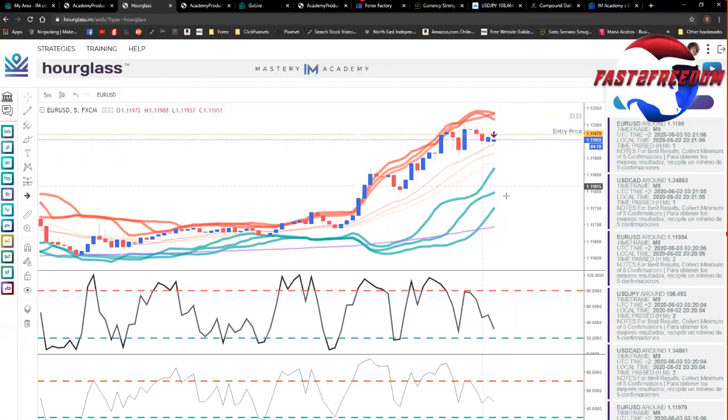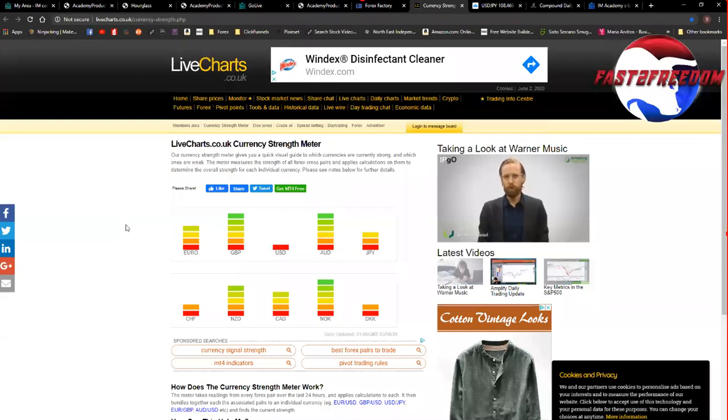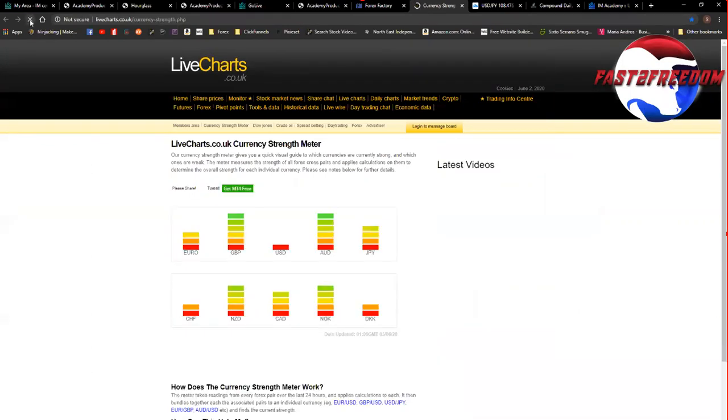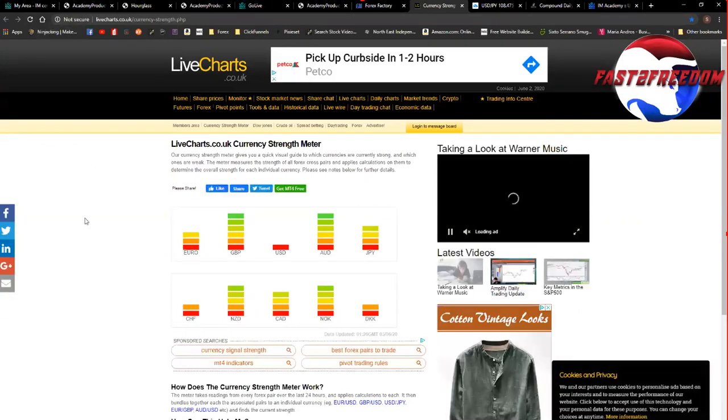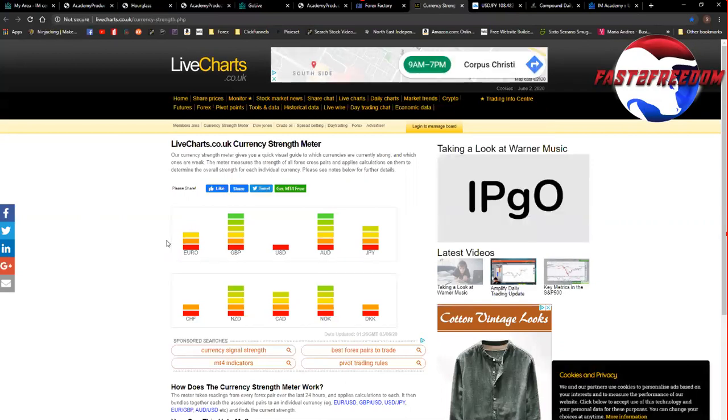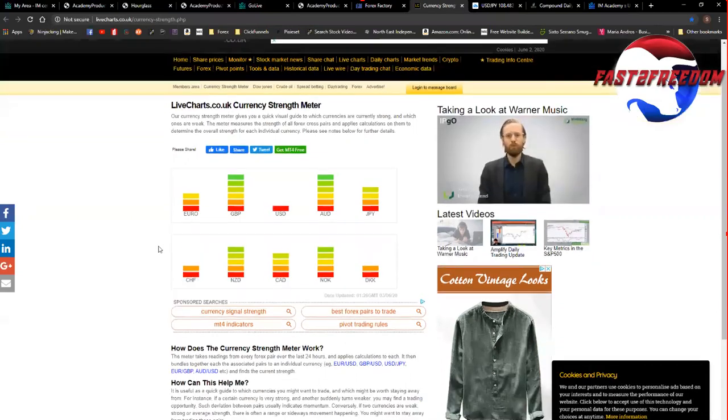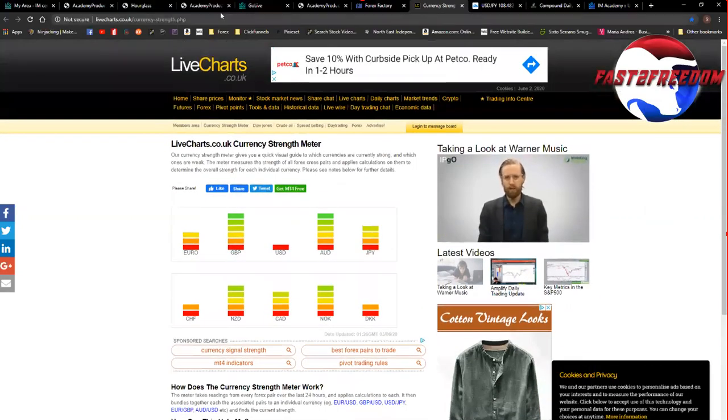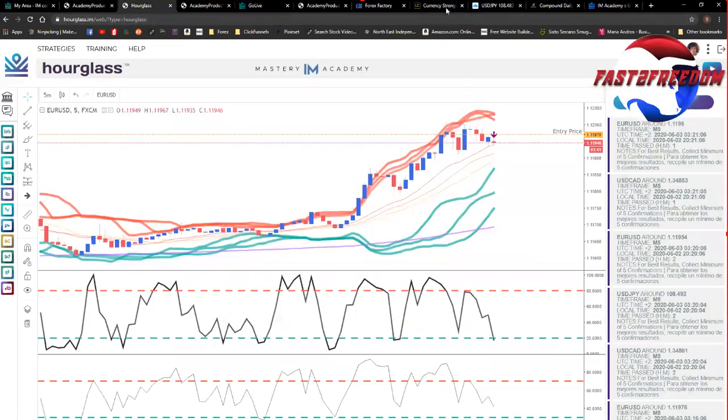Now, to use this strategy, you always have to go to the currency strength. All right, you always have to check the currency strength. So we're looking at the Euro USD right now. So you're going to go to livecharts.co.uk. This is the one that's a favorite amongst a lot of traders, and always refresh it. Because if you don't refresh the page, you might get the wrong strength appearing on the page. So always refresh it when you go to it. And we were looking, okay, what were we looking at? We were looking at Euro USD.